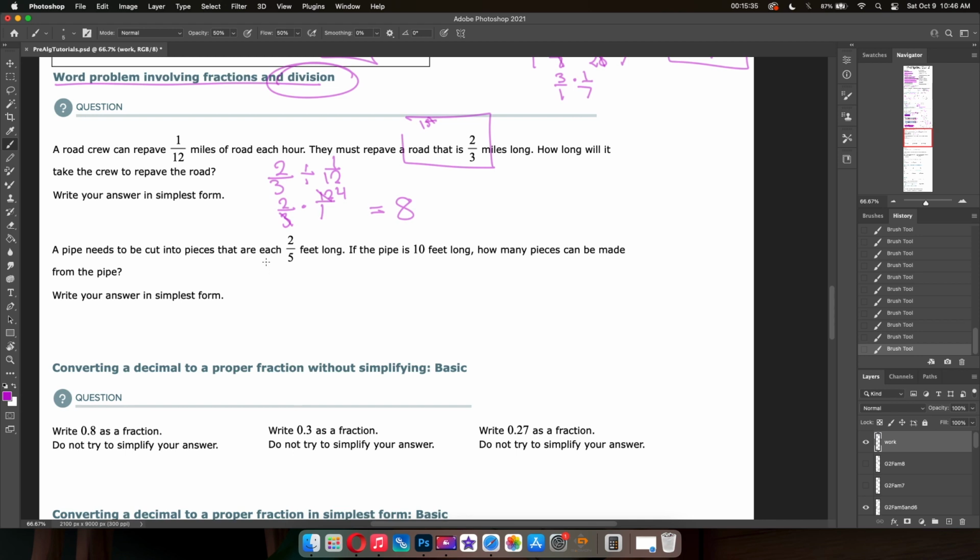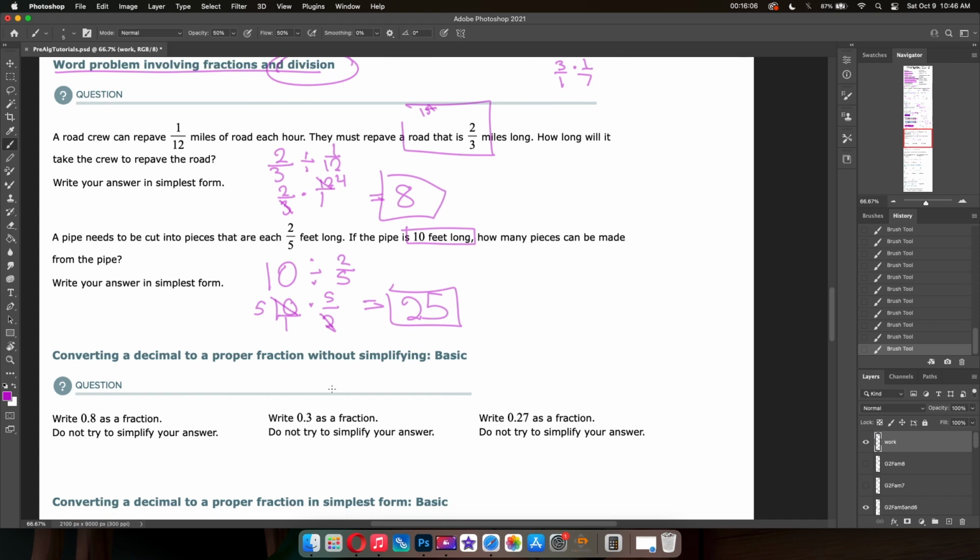Let's see here. 2/5 each long. The pipe is 10 feet long. That's my total. So that's my first number. So 10 divided by 2/5. How did I write 18 when I literally said 10? So that becomes keep, change, and flip. That's over 1. So there is a bait and switch here. So 10 divided by 2 is 5. 5 times 5, our final answer is 25.